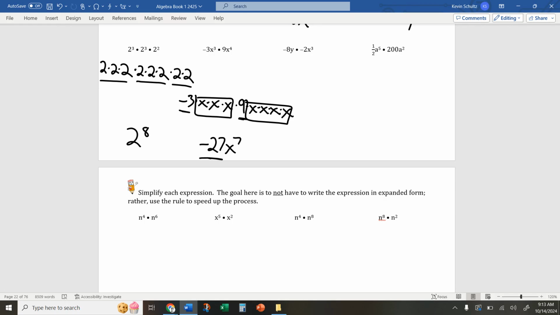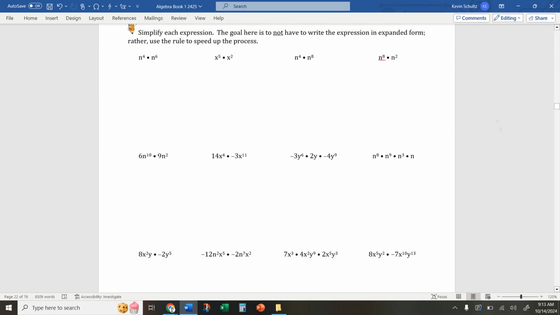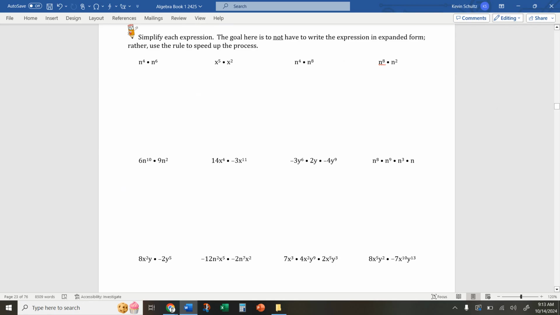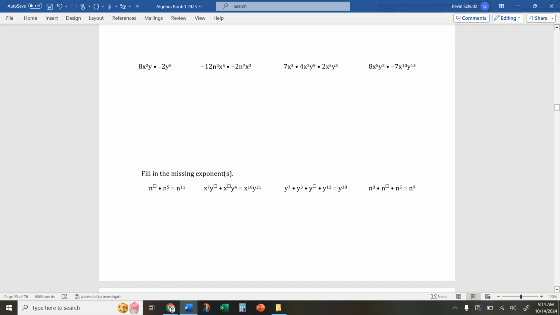We are nearly out of time, so I'm gonna skip the last two and assign homework that is due tomorrow. Your homework for tomorrow is simplify each expression. The goal here is to not have to write the expression in expanded form. If you need to, it's available, but the goal here is to use the rule instead. Okay? So this page, just this one page, due tomorrow.